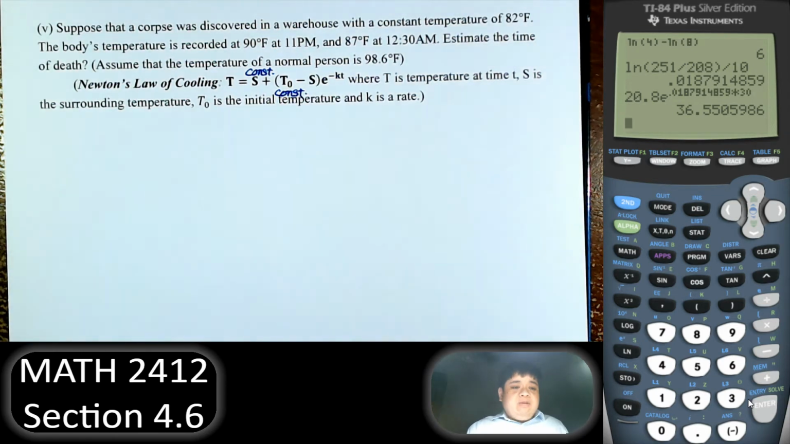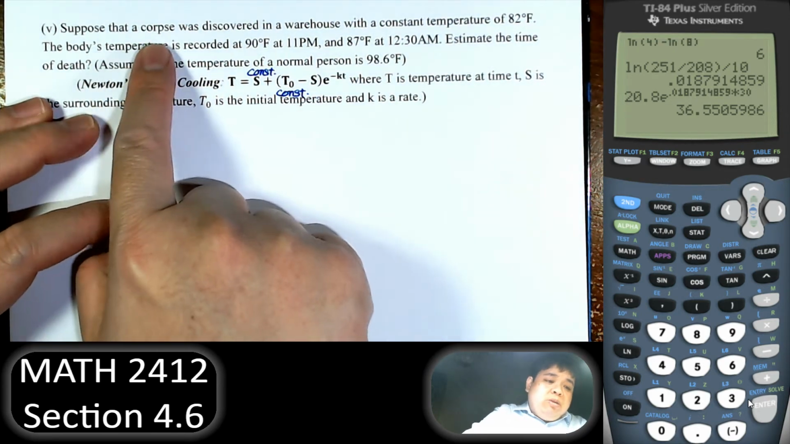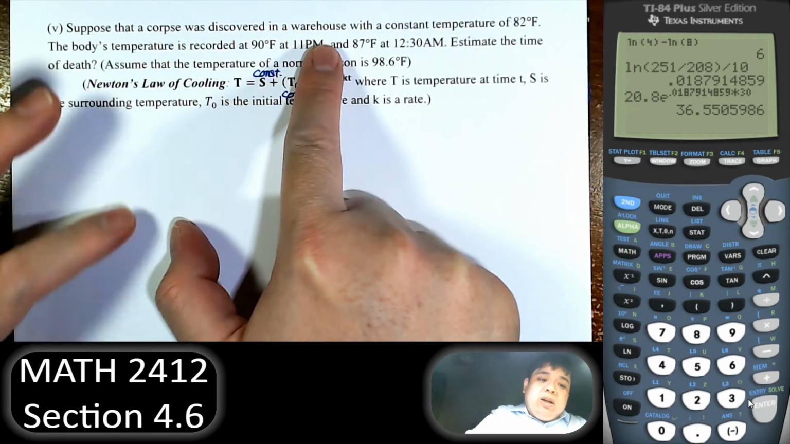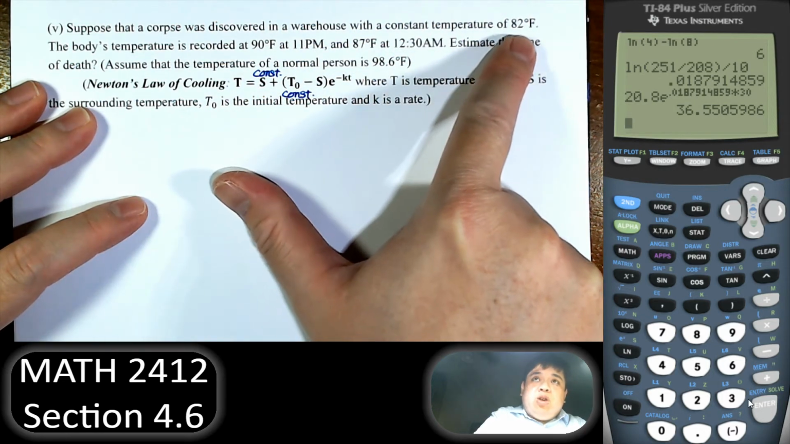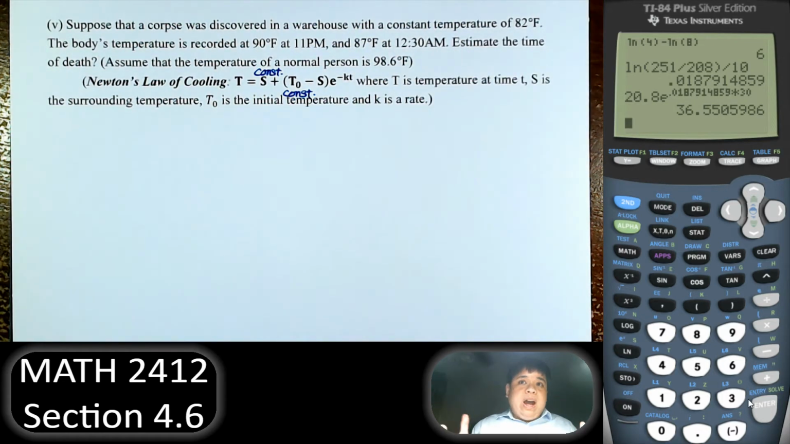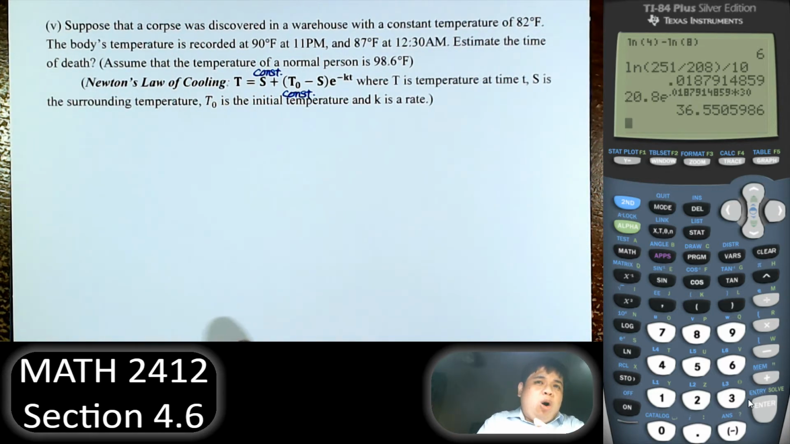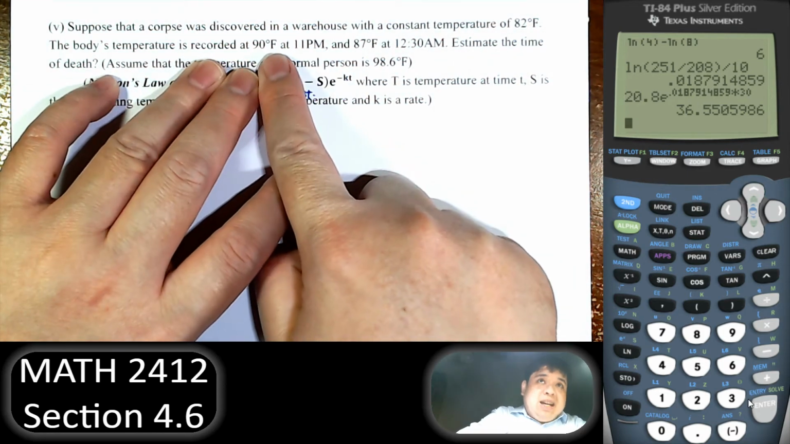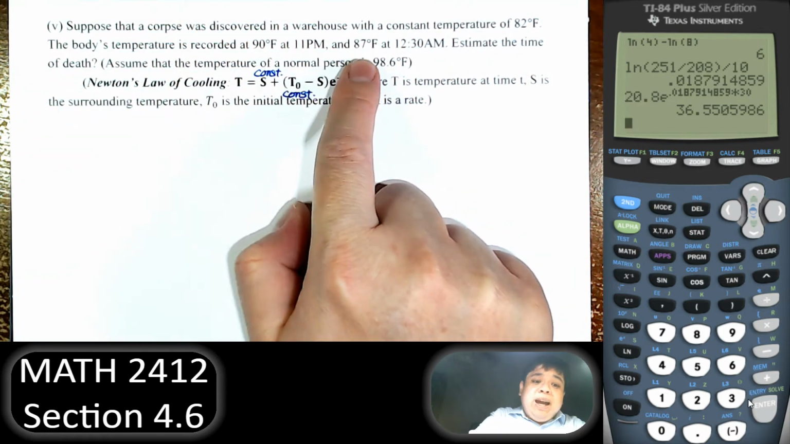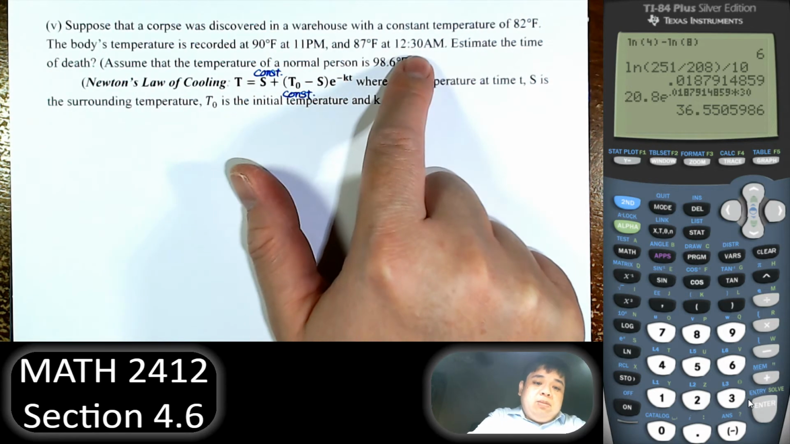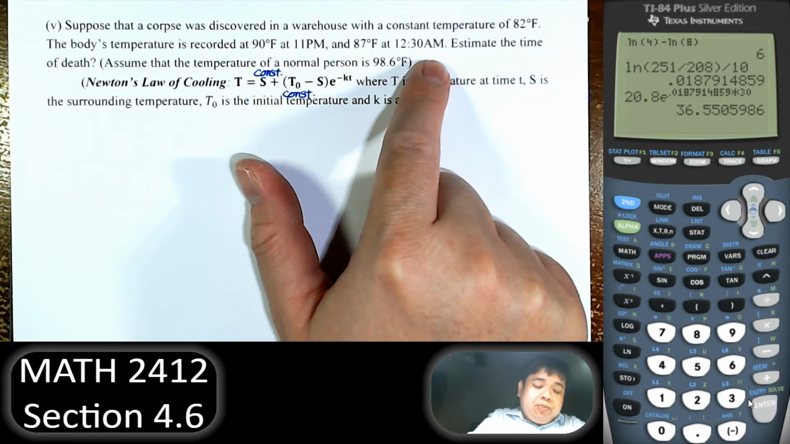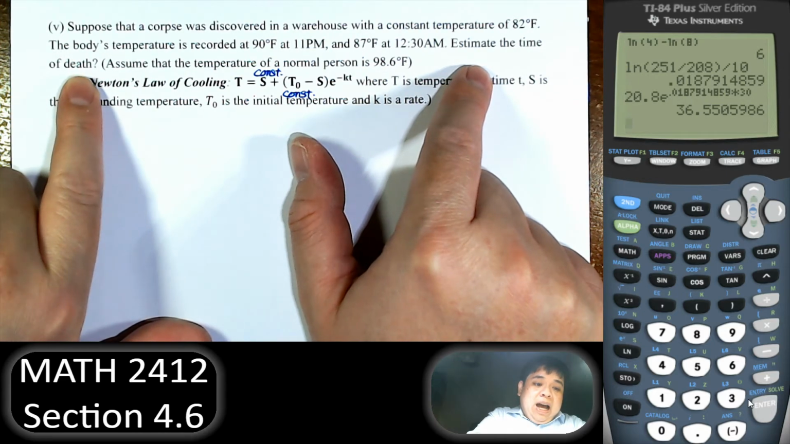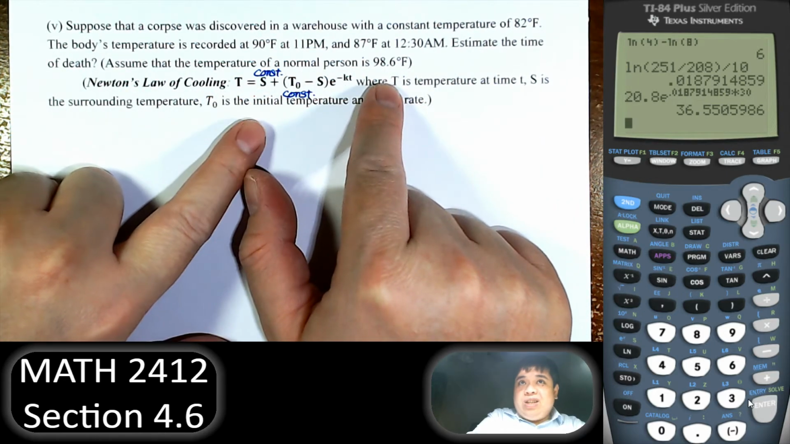Now we have a different scenario here. Suppose that we discover a dead body in a warehouse. The constant temperature is 82 degrees. Now we assume that the warehouse is at 82 degrees. Otherwise, if the temperature is changing, that would be very difficult to use this formula. Now the body temperature was recorded at 11 p.m. at 90 degrees Fahrenheit and 87 degrees Fahrenheit at 12:30 a.m. Estimate the time of death. Assume that a normal person is 98.6 degrees Fahrenheit.